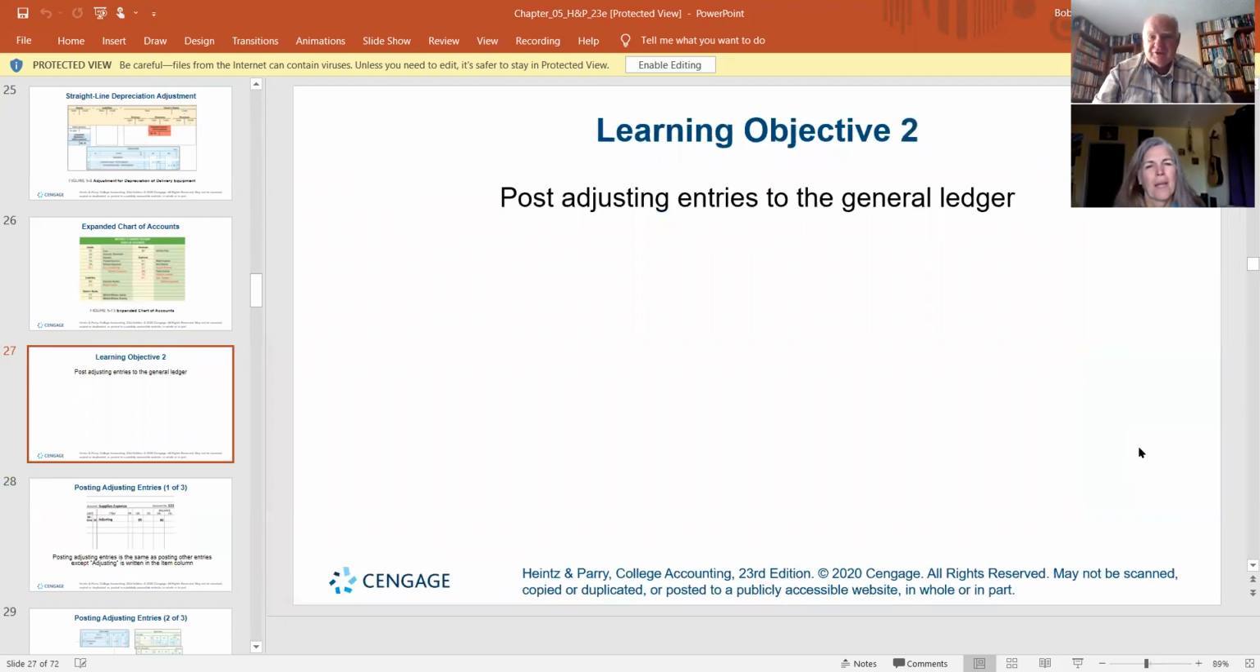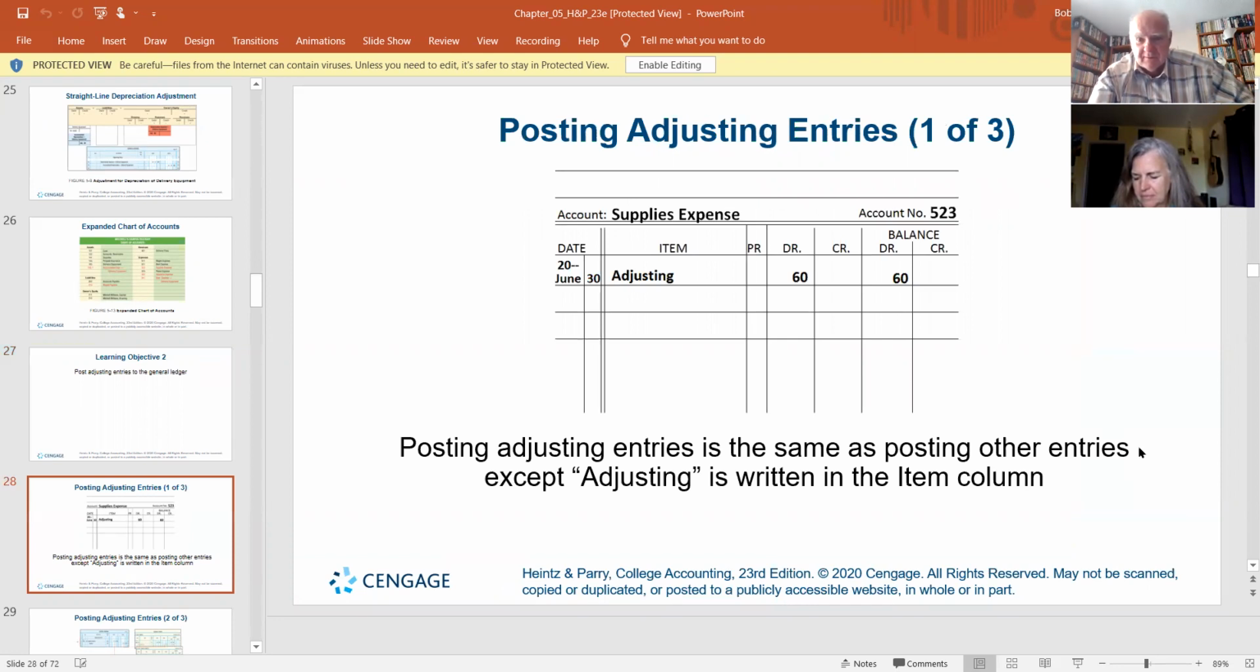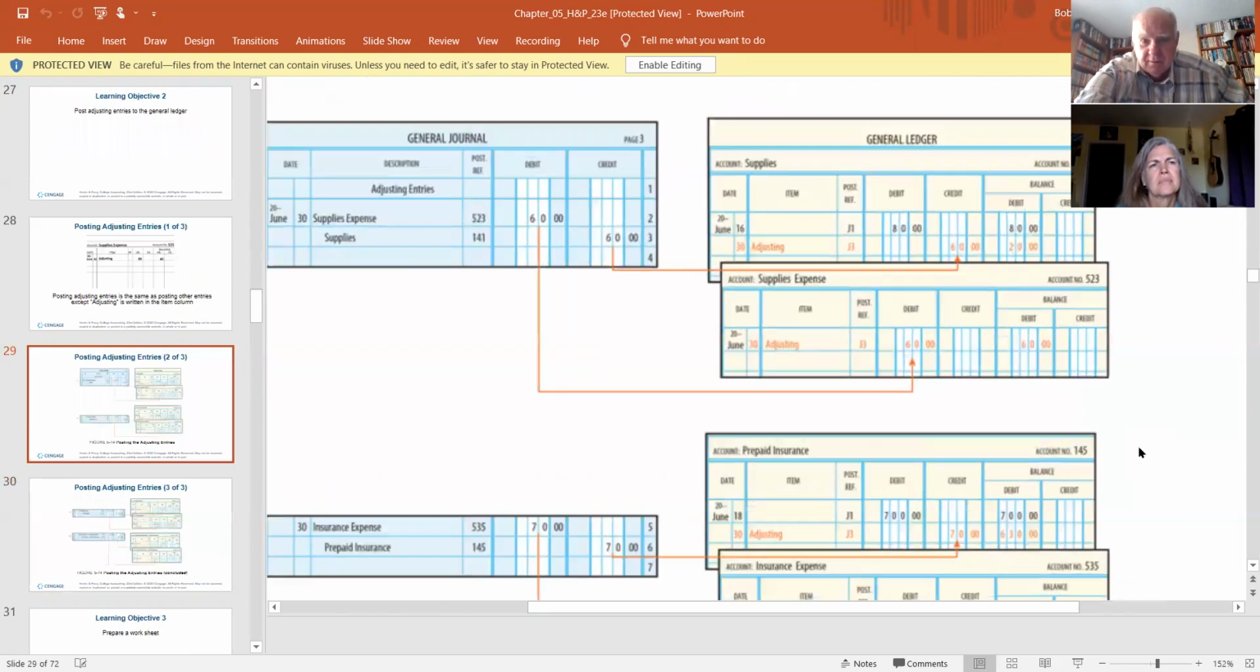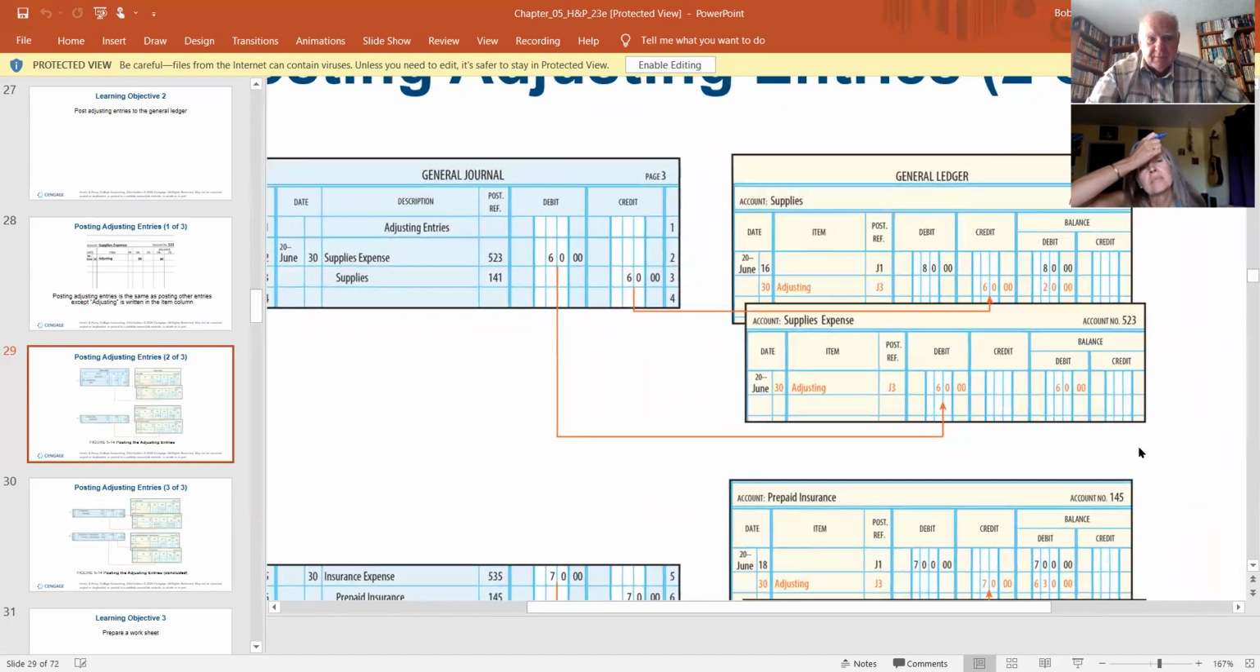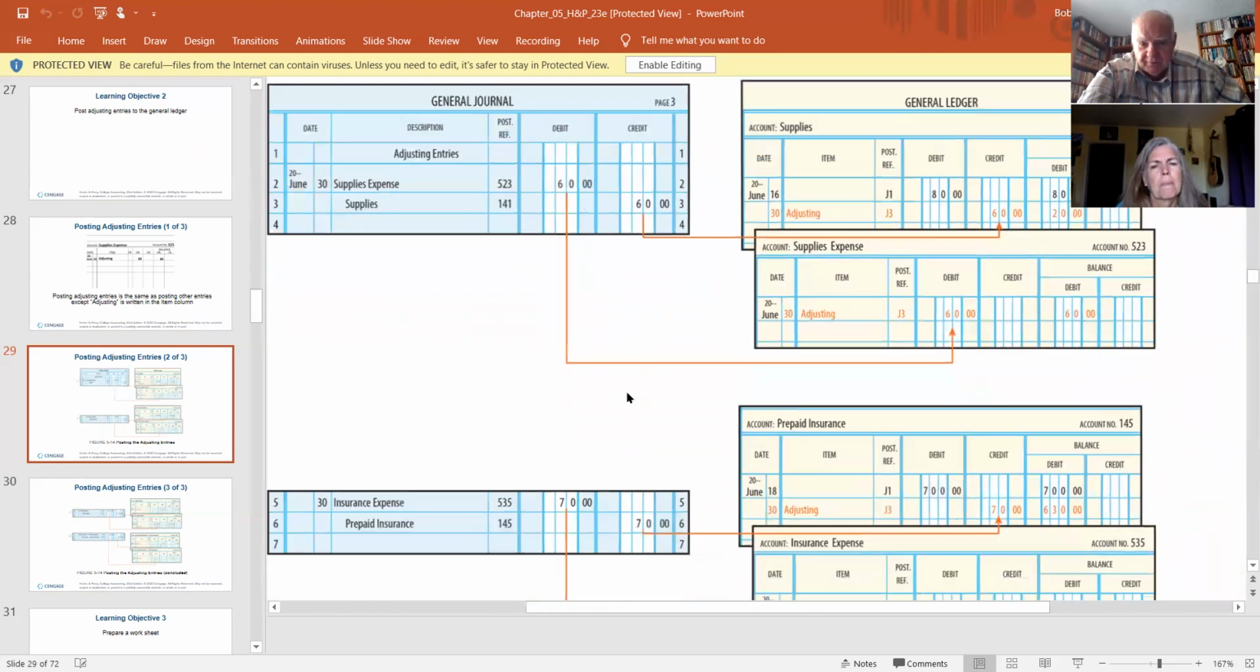Anyway, now we just post the adjusting entries. And you'll find adjusting entries a little tricky when you go to do the homework. They're going to make you think a little bit. There's our adjusting entry for the supplies expense. We debit supplies expense and we credit the prepaid supplies. Debit supplies expense 60, credit supplies, and I'm just showing you, we know how to post them to the general ledger now. That's what we did in chapter 3 and 4.